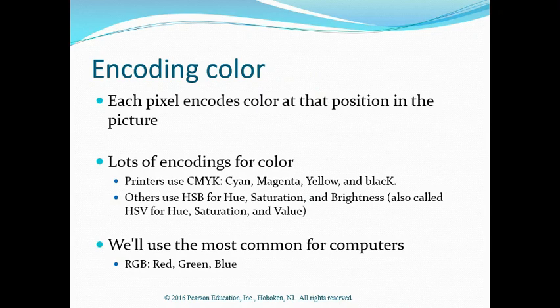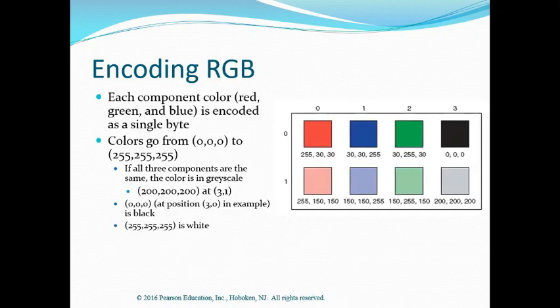So encoding color. Each pixel encodes color at that position in the picture. So lots of encoding for color. Printers use CMYK, which is cyan, magenta, yellow, and black. Others use HSB, hue, saturation, and brightness, also called HSV, hue, saturation, and value. But we'll use the most common for computers, RGB. So encoding RGB. Each component color, red, green, and blue, is encoded as a single byte. Colors go from 0, 0, 0 to 255, 255, 255.